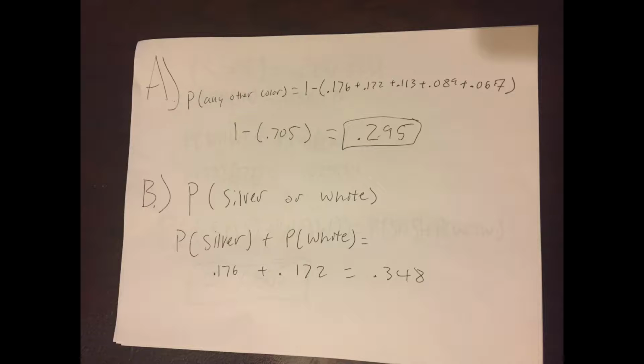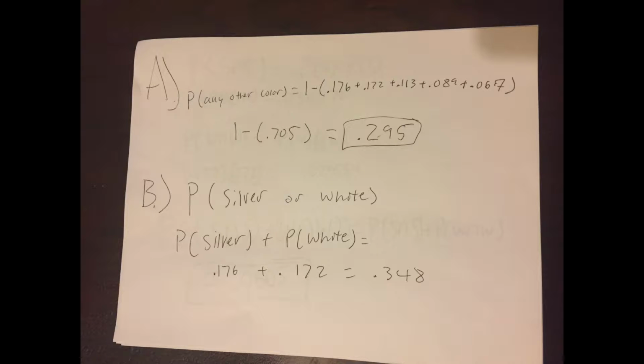To do question A, you will do 1 minus all the 6 probabilities they listed in the chart above. That will equal 1 minus 0.705, which is equal to 0.295, which means that you have a 29.5% probability to choose any other color than the 6 listed.